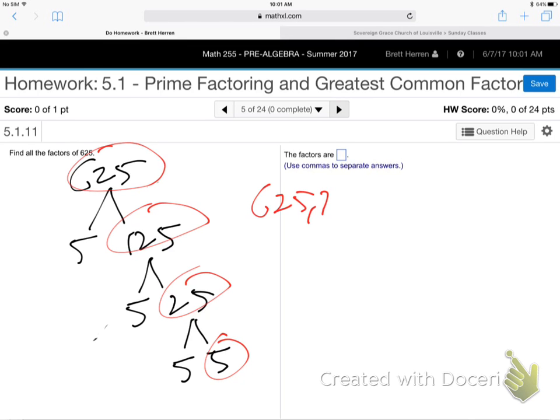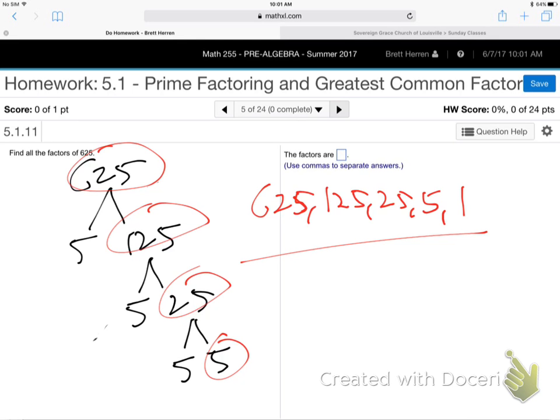Because what they're wanting on this question, and you can put it in any order, doesn't matter, is all the different numbers that divide into 625. Those are all the numbers that will go evenly into 625. Is that good on that? Questions on that?